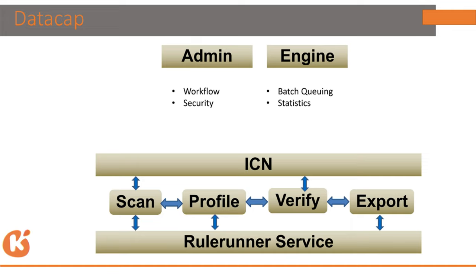Now you can see what the profiler will be doing. In the profiler task, you have configured some kind of logic for your application. For example, as you discussed yesterday, you scan the document. In the profiler, we can do page identification, image enhancement, and recognition, which means extracting the data. Once you scan the document, we do page identification, image enhancement and recognition, extracting the data using the profiler. This is executed by the rule runner service.